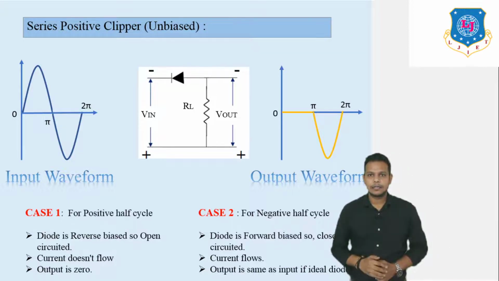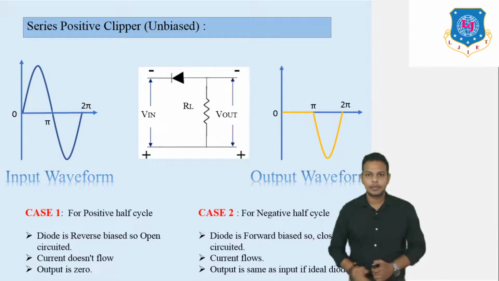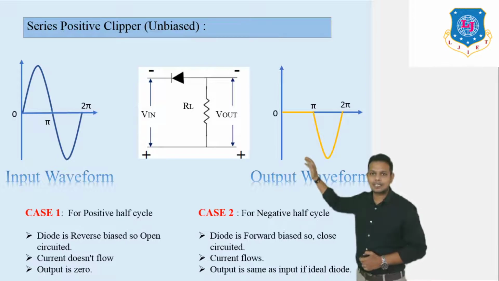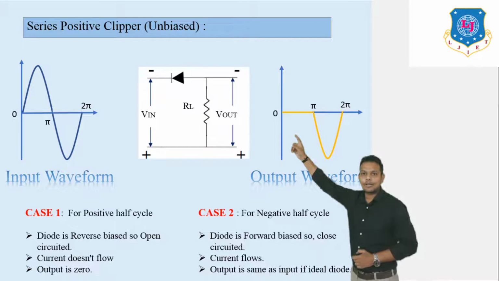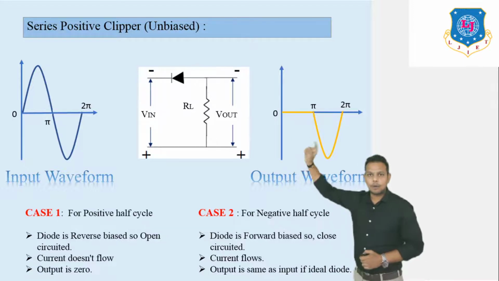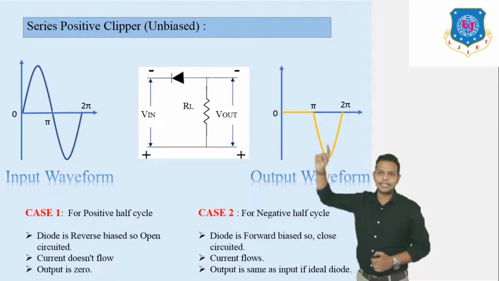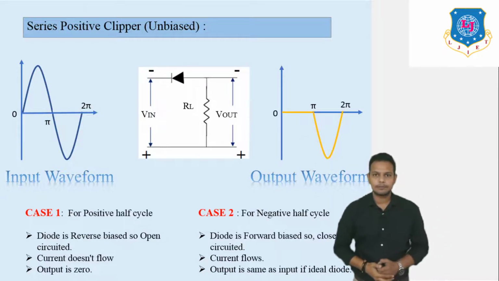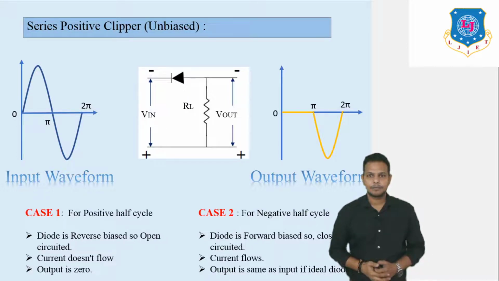So this is the series positive clipper. Why is it called a series positive clipper? Because we can see here in the output waveform, the positive portion of the waveform is clipped off. So that's the reason it is known as a series positive clipper. Series means here the diode is connected in series. Positive clipper means your positive portion of the waveform is going to be clipped off. So this is the unbiased series positive clipper.